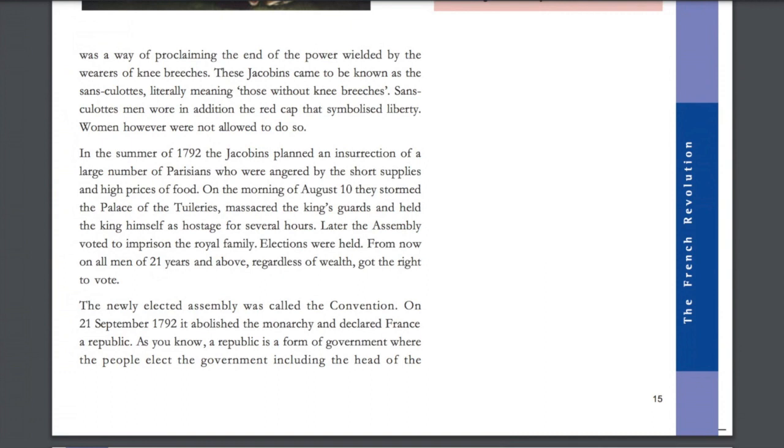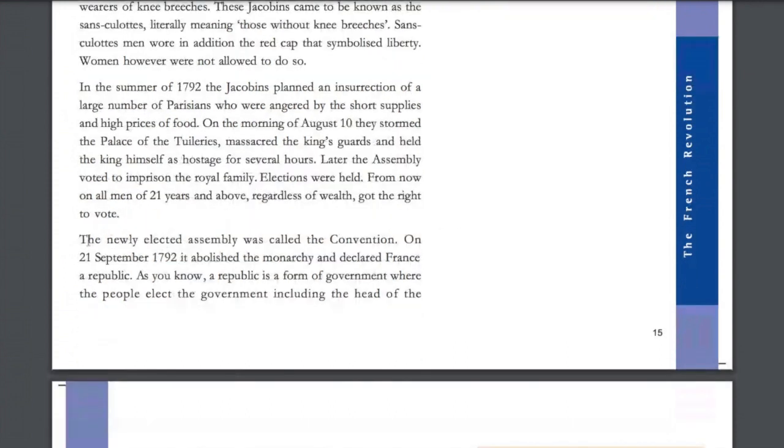And even 10th August 1792 was a part of the French Revolution, where the Jacobins brought the right to vote for all men of 21 years and above, regardless of wealth. They got the right to vote regardless of the wealth and the tax they paid. So it has nothing to do with tax. Every man above 21 could vote now. The newly elected assembly was called the Convention. It was a National Assembly before, and then the newly elected assembly was called the Convention.